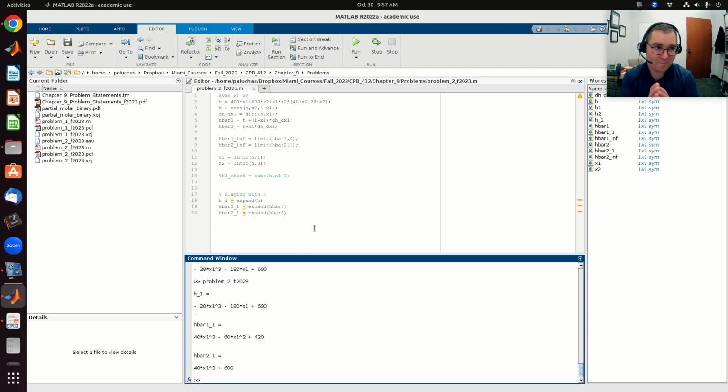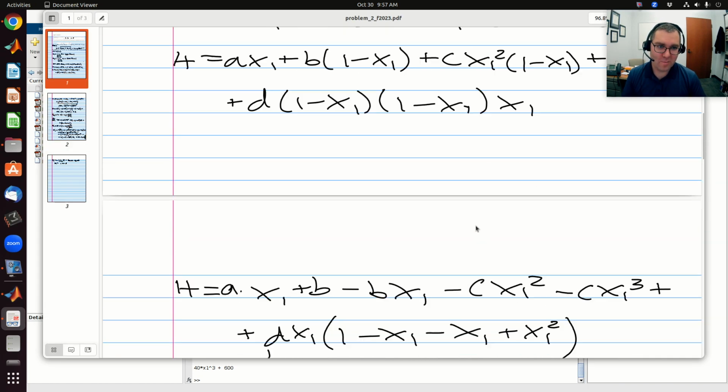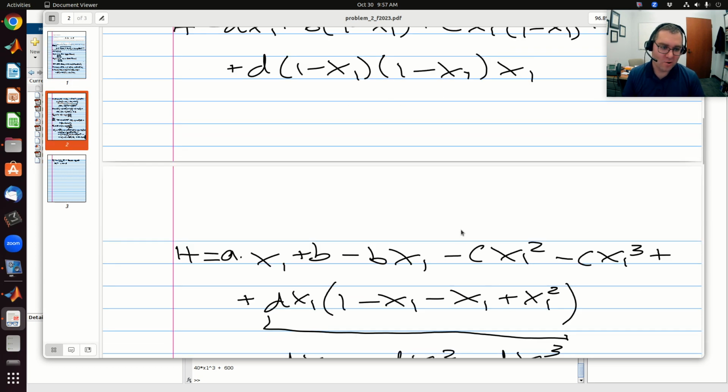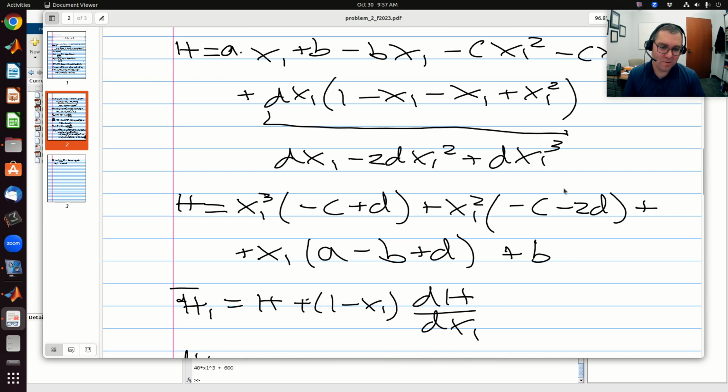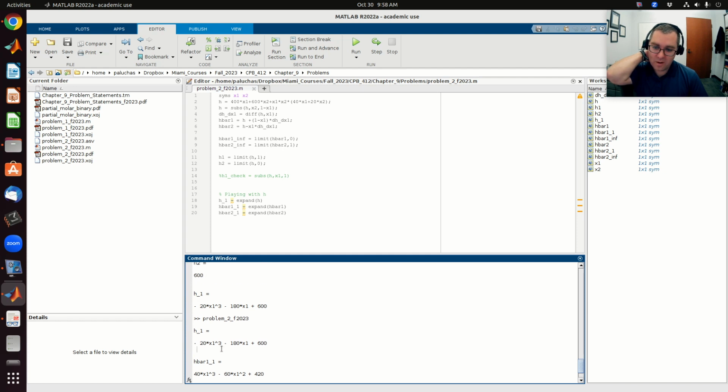So using Matlab, I uncovered that I had a typo here, that when I expanded, this should be c x1 squared minus c x1 cubed. This should be a plus sign here, so that this term is 0. I discovered it because Matlab doesn't struggle with algebra at all. And so here's my simplified equation for h bar 1 and h bar 2. Then in terms of getting my other quantities of interest, I could just use limits to get h1, h2, and even those limiting values.